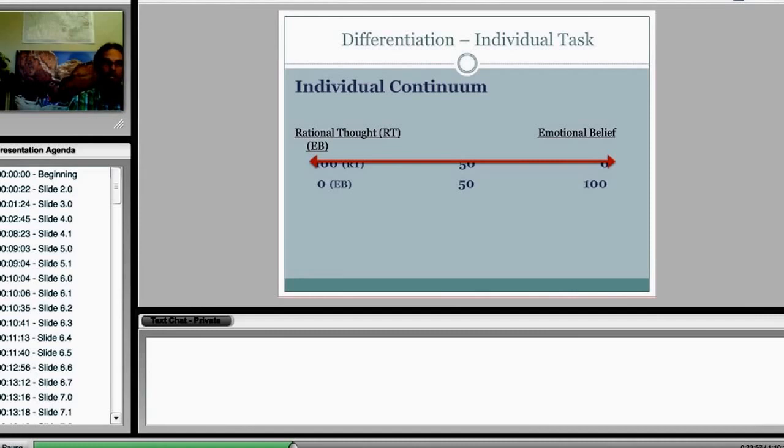So this is talking about the individual continuum. And with the individual continuum, what I really want to express is this is how an adolescent, also as adults, how we go about making decisions for ourselves. Like any continuum, the goal is to be in the middle. And you'll notice that here on one side of the continuum we have our rational thought, and on the other end of the continuum there is emotional belief. And that EB is supposed to be right up there against the emotional belief. I apologize for that slide.